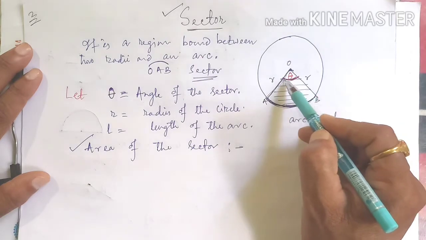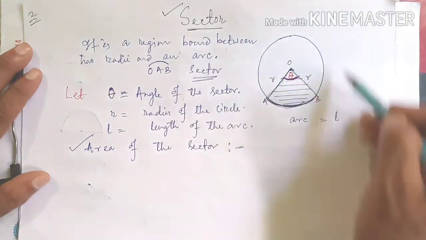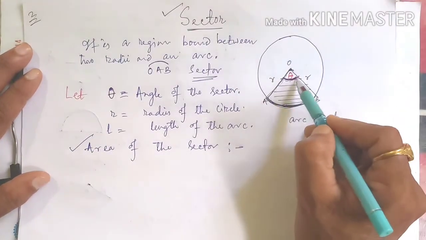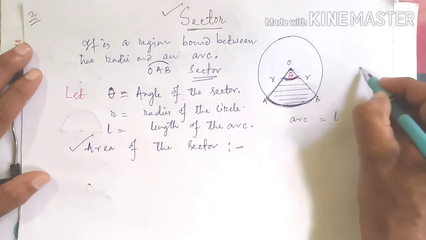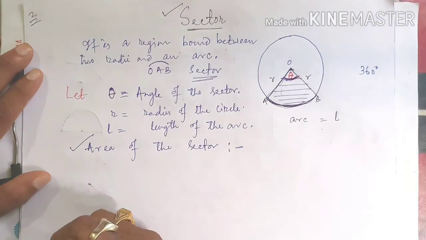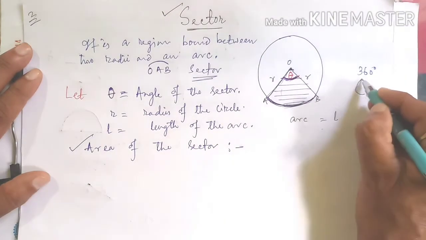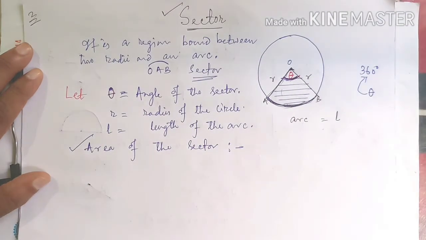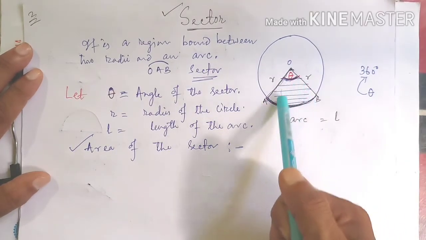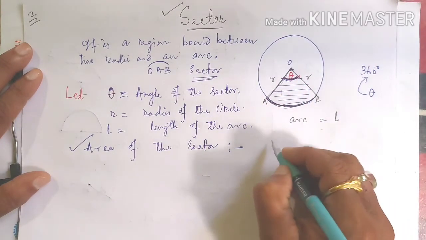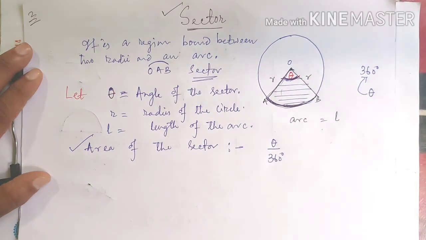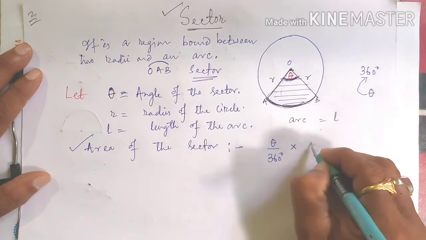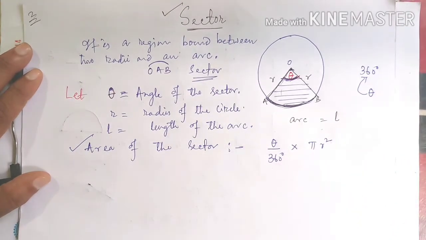That means this angle is a part of the whole circle. This angle subtended is a part of the whole circle. We know the circle angle is 360 degrees. Now theta is supposed to be what fraction or what part of the circle? Now let us find the area occupied by the sector: the angle is theta, so theta by 360 degrees. Now it is of the total circle, that is pi r square.